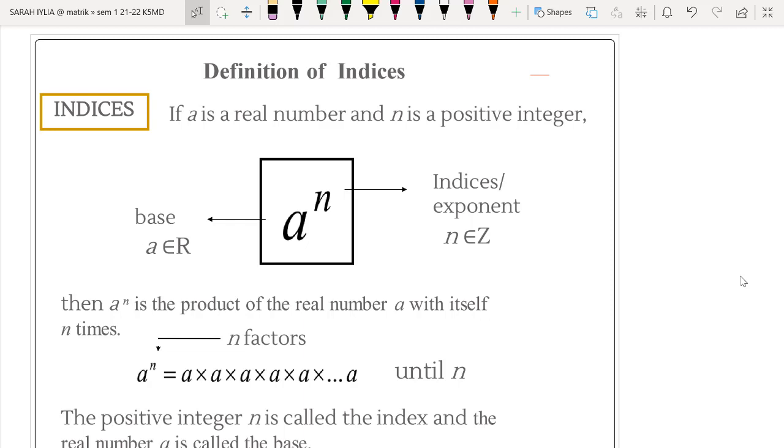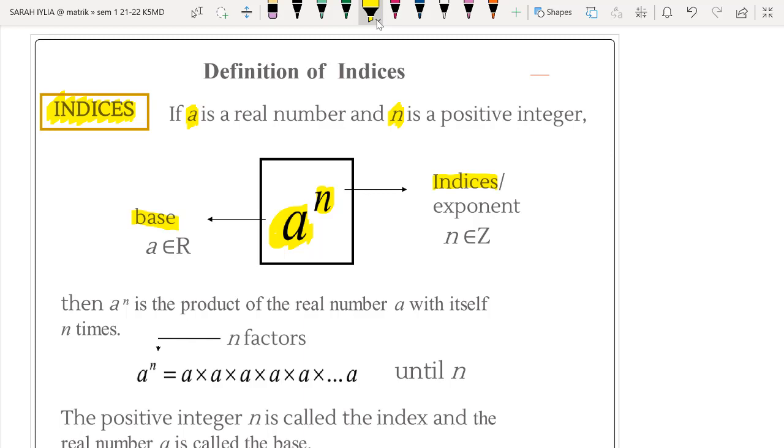Okay, hello to everyone. So in this video, we will focus on the subtopic indices. For introduction, if A is a real number and N is a positive integer, if we rewrite it as A to the power of N, automatically A here will be our base and N will be our indices, or normally you call that our power, A to the power of N.